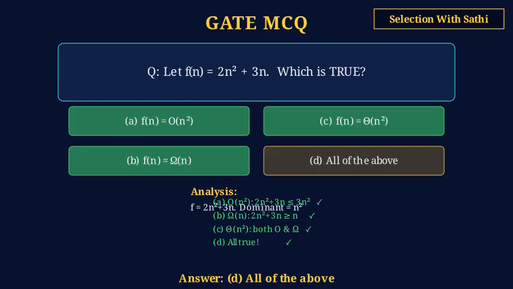Option C, we already know O of n squared. For omega of n squared, 2n squared plus 3n is at least 2n squared. Both bounds confirmed, so theta of n squared is true. The answer is D, all of the above. Notice that omega of n is correct but loose. The tighter lower bound is omega of n squared.